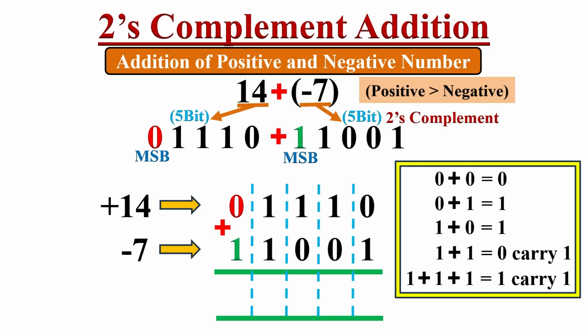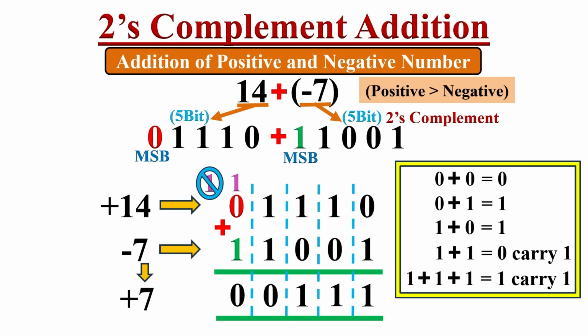0 plus 1 equals to 1. 1 plus 0 equals to 1. Next 1 plus 0, that equals to 1. Here 1 plus 1, that equals to 0 with a carry of 1 to the next column. Next also 1 plus 1, that equals to 0 with a carry of 1. Here we must ignore this carry.